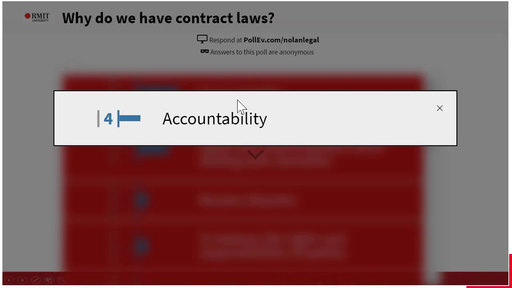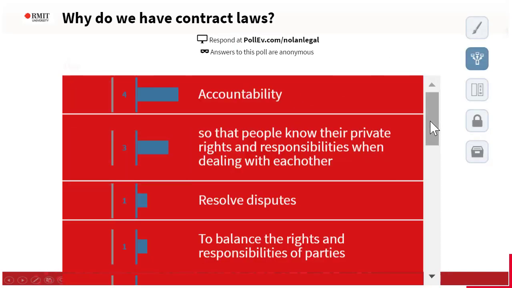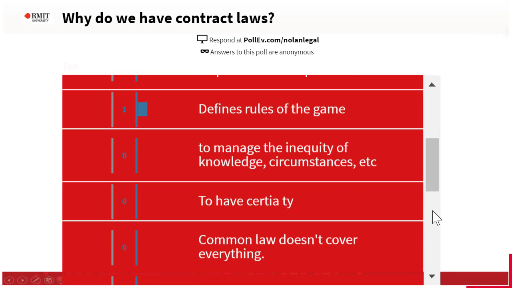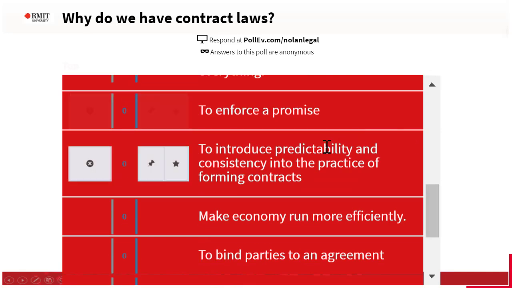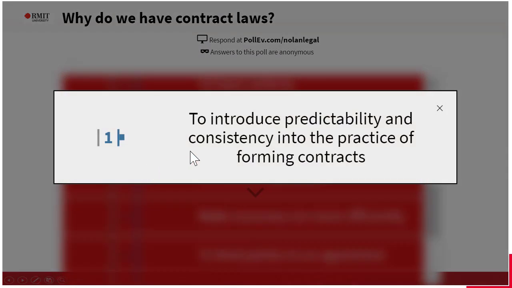I think that's interesting. I think it's good. There was one down here that I really quite liked, now this is an interesting one here. Introduce predictability and consistency into the practice of forming contracts. In the interest of time, I agree that that's what laws will do.